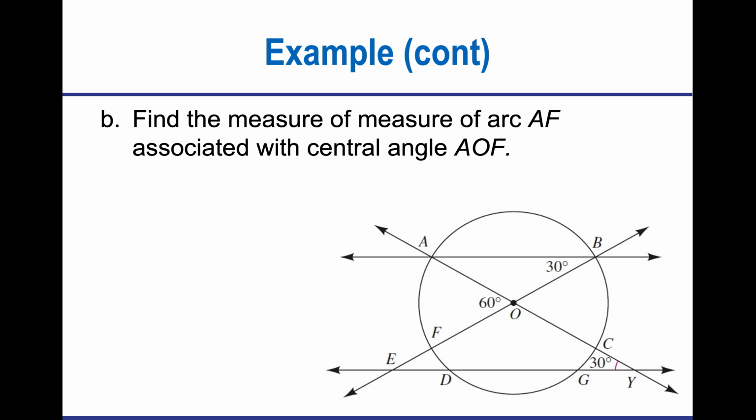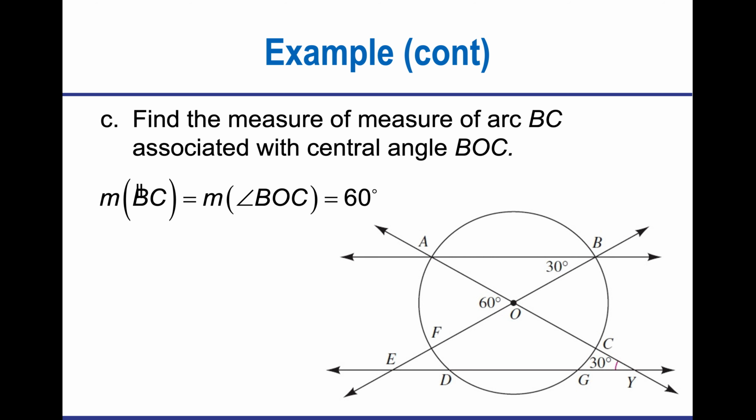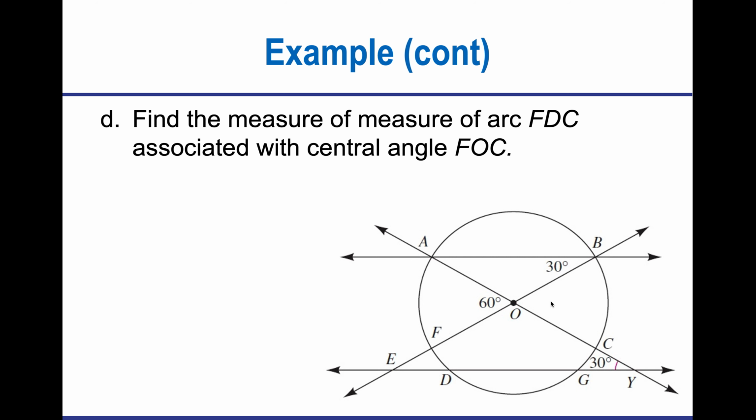If I want to find the measure of arc AF with that central angle, the measure of the arc is equal to the measure of the central angle. And a central angle has to go through the center of the circle. If I want to find the measure of arc BC that's associated with the central angle BOC, I know that BOC is 60 degrees because these are vertical angles. Vertical angles are angles that are directly across from one another in an X. So if you look at that, it forms an X here from A to O and B to F. So I have that X so that I know that's also going to be 60.